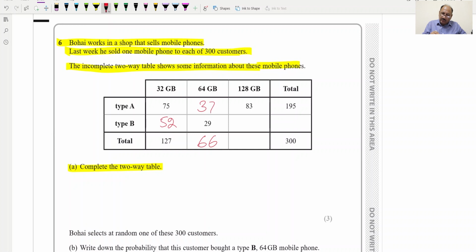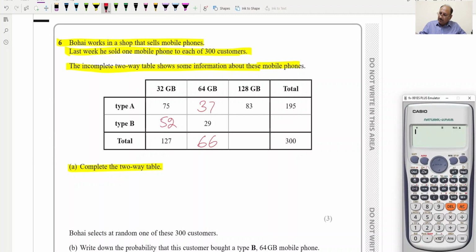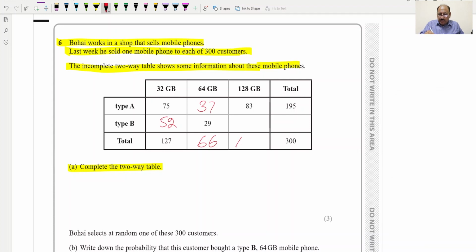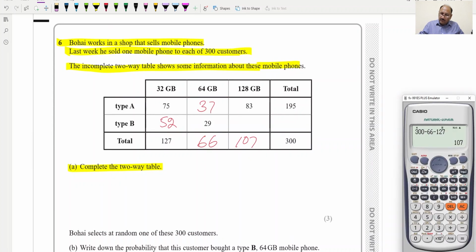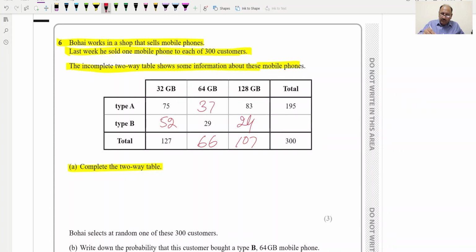Then we got this information also. We can complete this. So 300 minus 66 minus 127 is equal to 107. So we can write here 107. Then we can complete this side. So it will be 107 minus 83 will be equal to 24. So this will be 24.